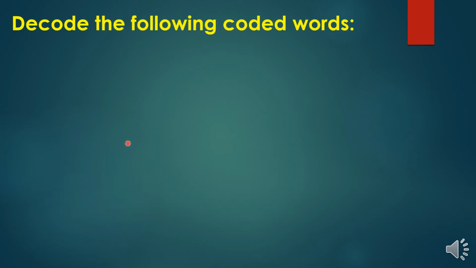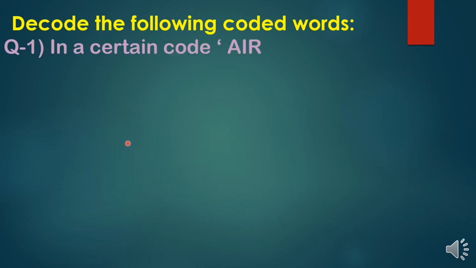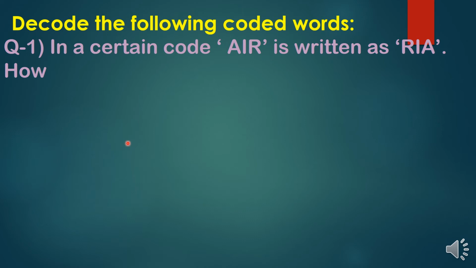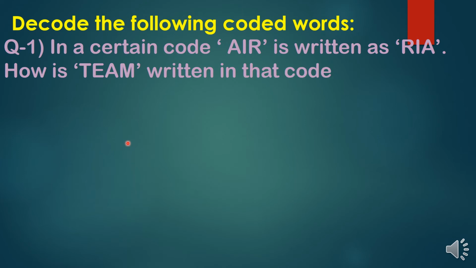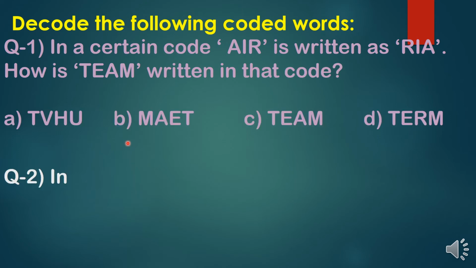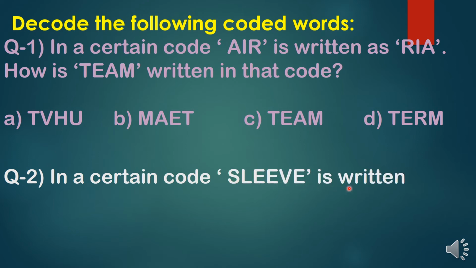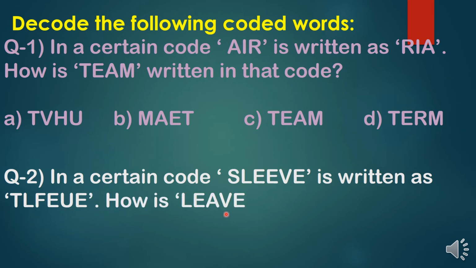Let us take homework. Decode the following coded words. Question number 1. In a certain code, AIR is written as RIA. How is TEAM written in that code? These are the options. Second one, in a certain code, SLEEVE is written as TLFEUE. How is LEAVE written in that code? These are the options.